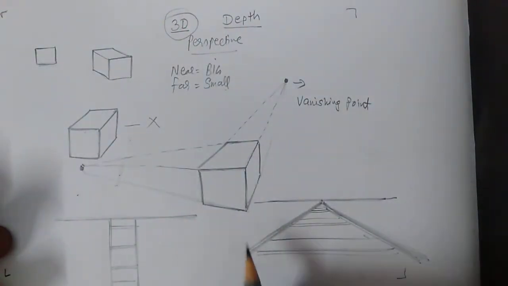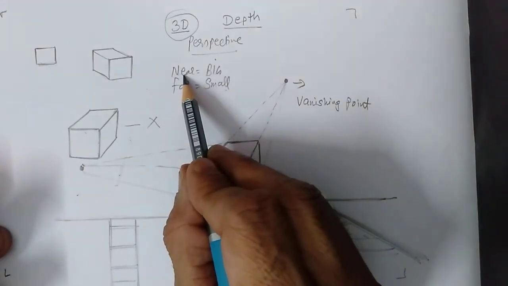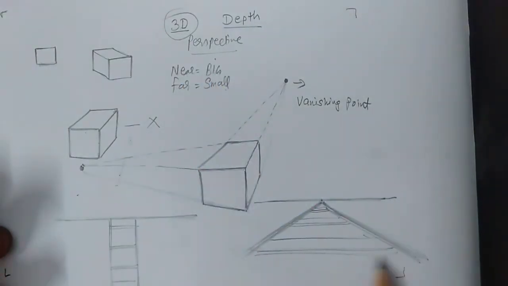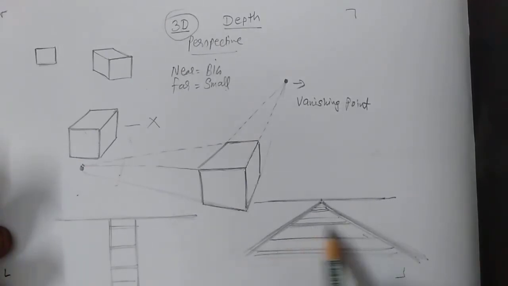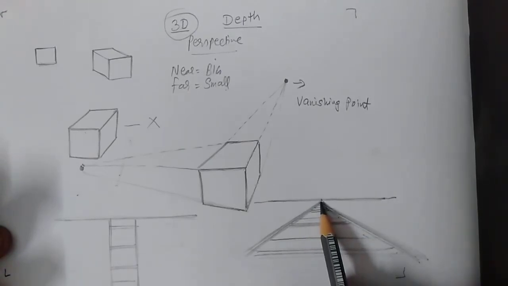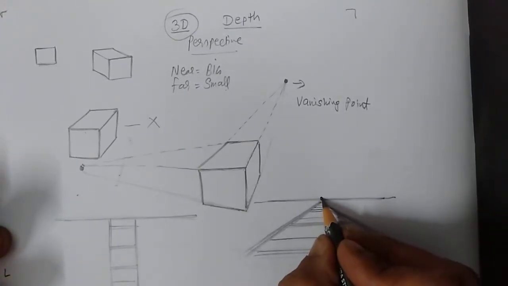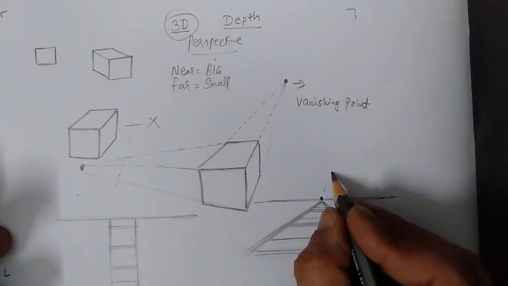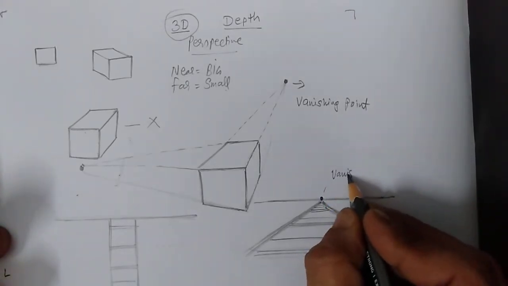So that, as we have discussed, things which are near, that is supposed to be big. This is near, that is supposed to be big. Things which are far, that is small. And further far, a little bit more smaller, more smaller, and to the extent it converges to a point, and this point is called as vanishing point.